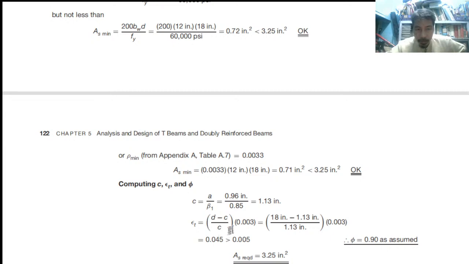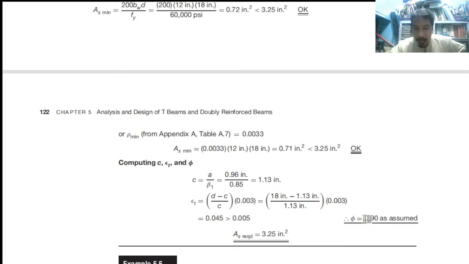So after finding C, we can calculate the strain. The strain is 0.045, which is again greater than 0.005. Therefore phi is 0.9, and therefore we prove that our computation is correct because we assumed 0.9. And with 0.9, using this area of reinforcement. Okay? Do you follow?